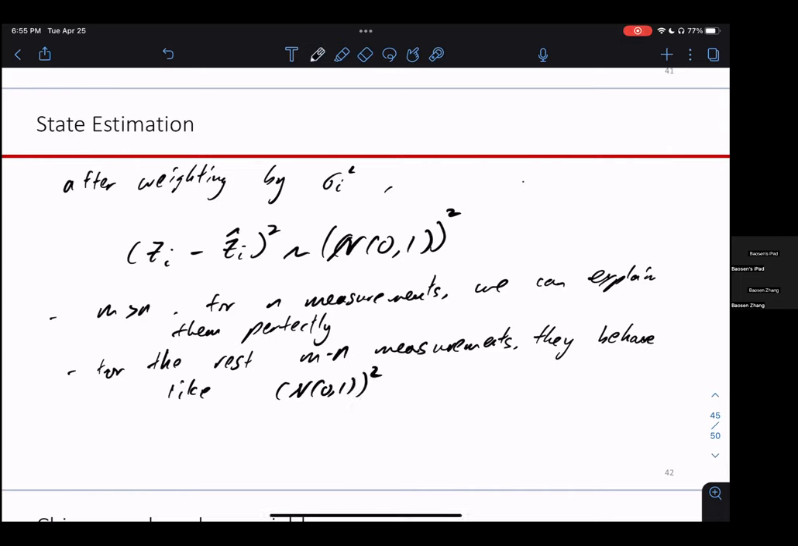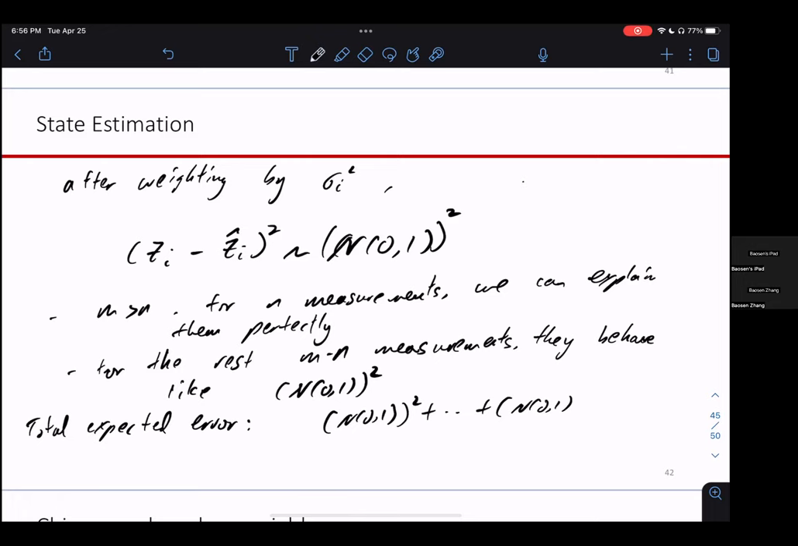okay, so you take n measurements, you have n states. So from the n states, there's n measurements you can explain perfectly. You can solve those equations. You have some other measurements, because you have more equations than unknowns, you cannot solve those equations exactly. Then the error you have, each one of them behaves something like this. And then the total expected error is the summation over M minus N of these. Okay, so this is summing of them.